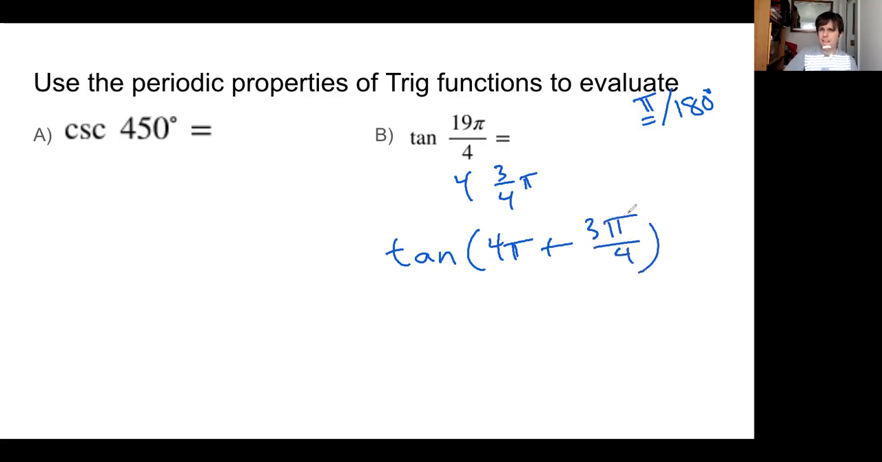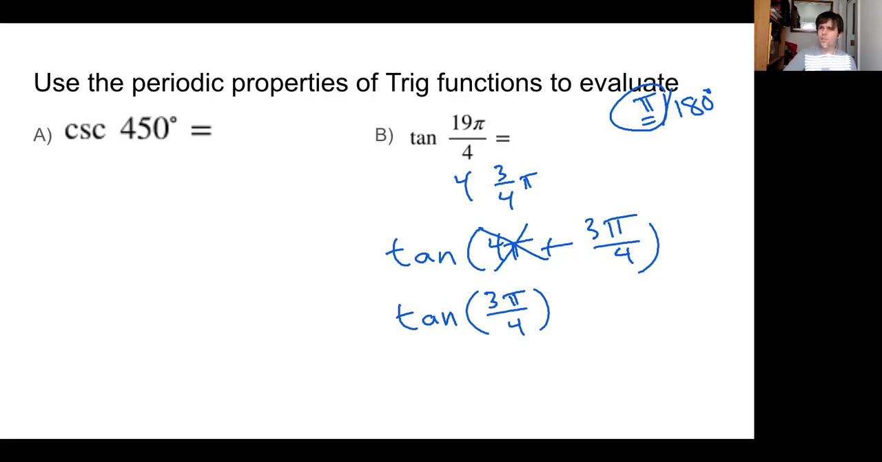Well, 4 pi is just a multiple of our period. So multiples of our period can, for our cases, pretty much be ignored when evaluating these functions. So we can ignore 4 pi as a part of this and really just think about this as the tangent of 3 pi over 4. And there we go.